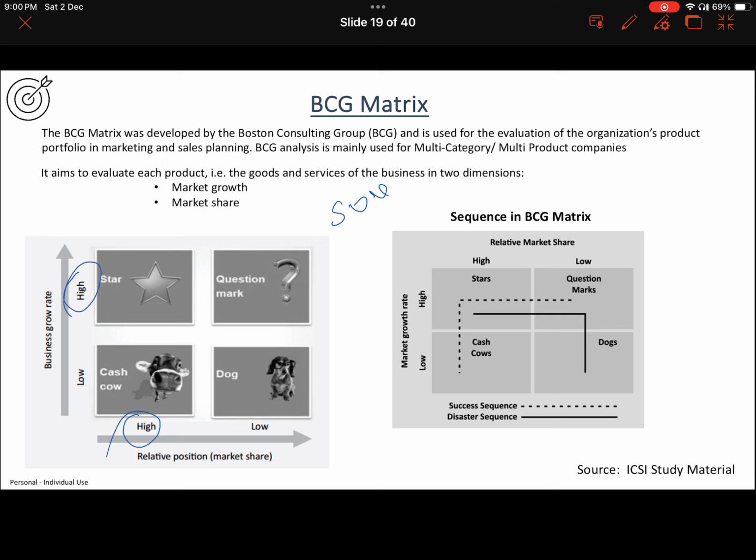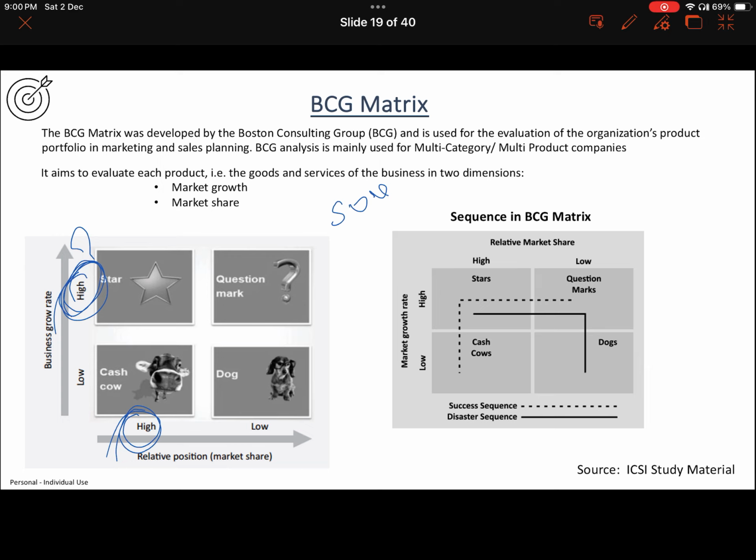This is a very, very tricky area, because the market is growing fast and we have a good share, but a lot of competitors are coming in. So we have to retain that market and make it more profitable. That's why this is a critical area where the company has to focus.